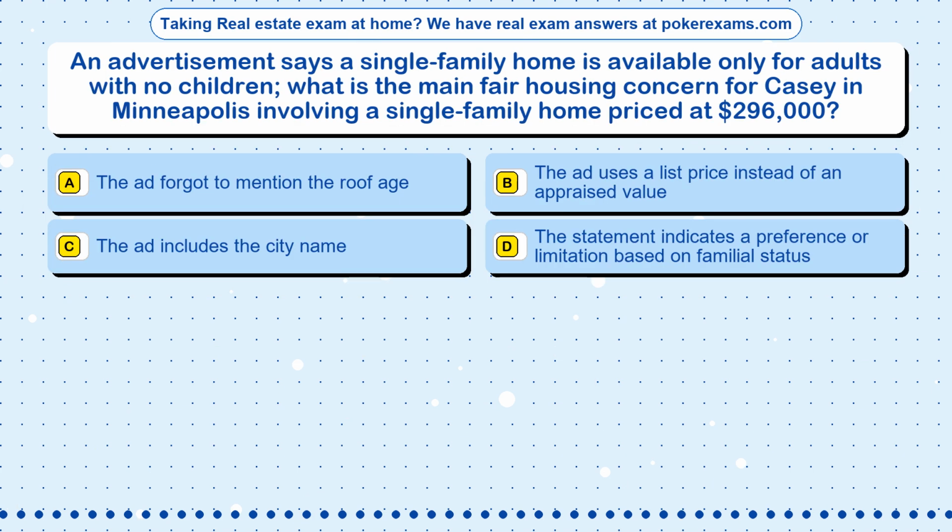Question 80. An advertisement says a single-family home is available only for adults with no children. What is the main fair housing concern for Casey in Minneapolis involving a single-family home priced at $296,000? Option A. The ad forgot to mention the roof age. Option B. The ad uses a list price instead of an appraised value. Option C. The ad includes the city name. Option D. The statement indicates a preference or limitation based on familial status.